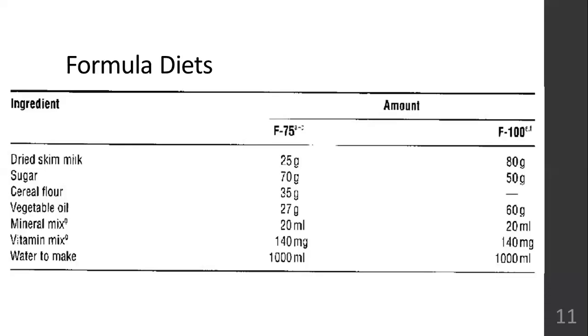So F75 is given in the initial phase and F100 will be given in the rehabilitation phase. If you remember the initial phase, rehabilitation phase. So in the ICU, usually F75 is given. Once a child has been moved to the wards, F100 will be given.